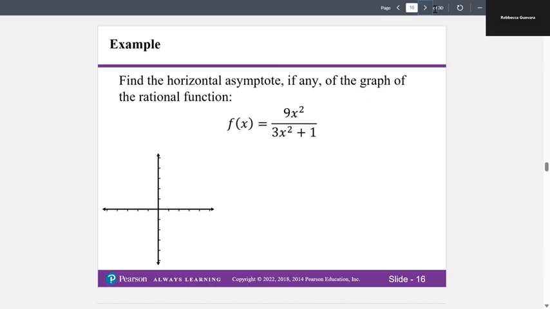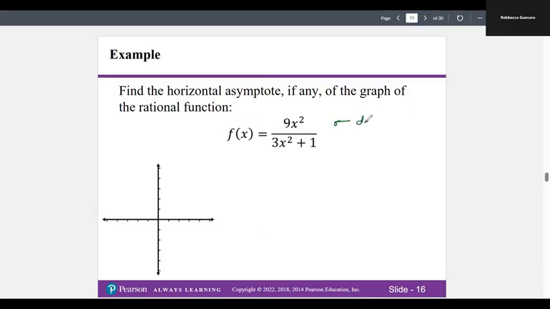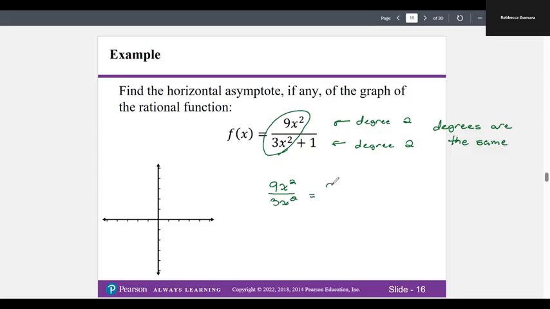So we want to find the horizontal asymptote of this function here. So what we see is we got the degree of 2 and a degree of 2. So the degree on the top is the same as the degree on the bottom, which means the only thing we look at is basically the 9x squared over the 3x squared, which is just going to be 9 over 3, which is just going to be 3. So we expect a horizontal asymptote at y equals 3.